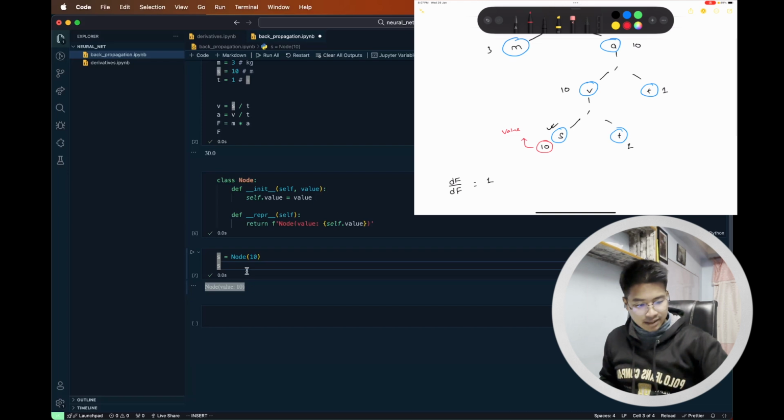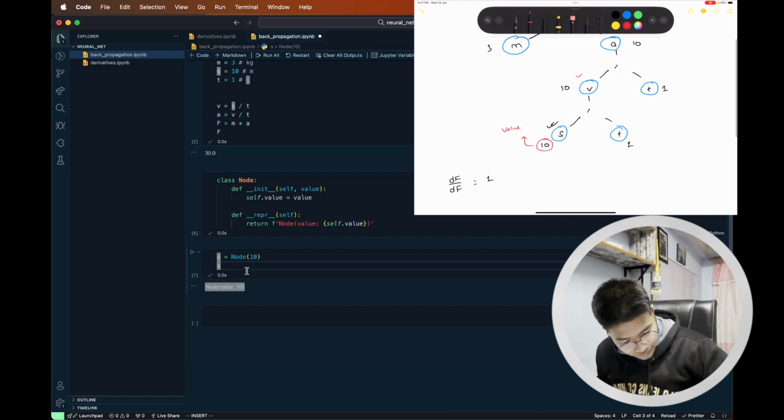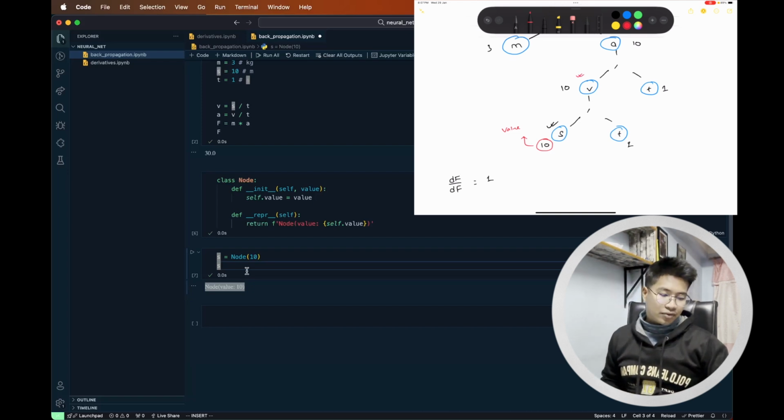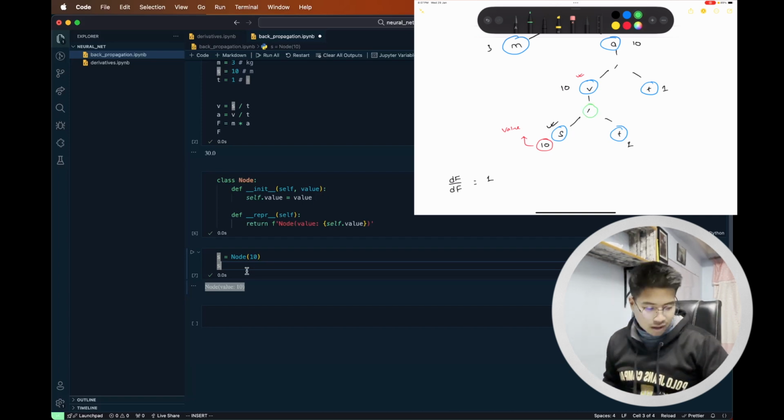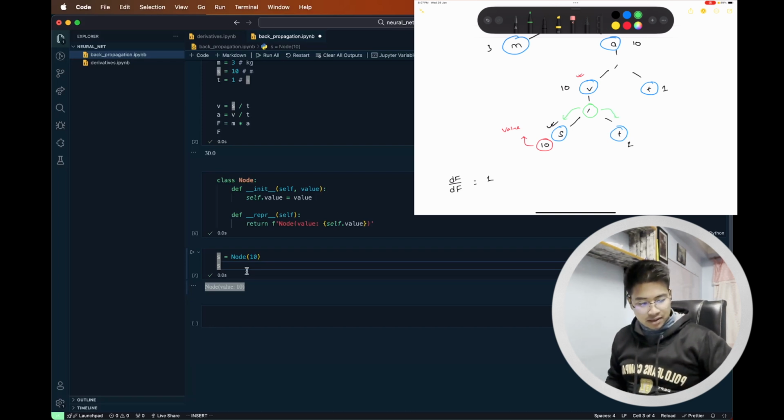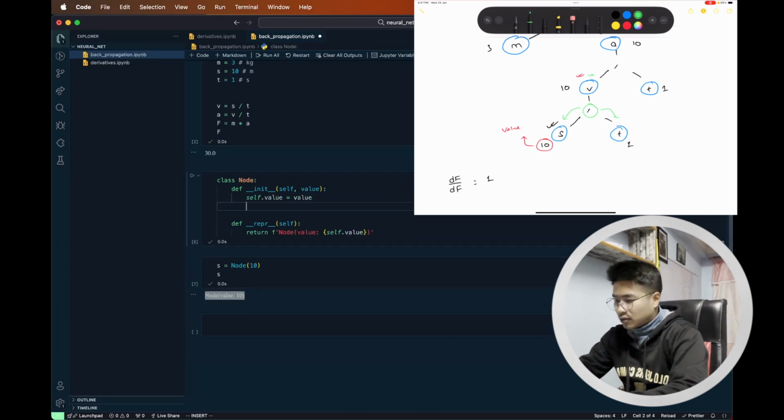But let's look at this other node now. If I look at this node V, then you'd realize that this V node actually comes from the division of this node and this node. So that means this V node has children. So let's actually encode that as well. So this node can have children.